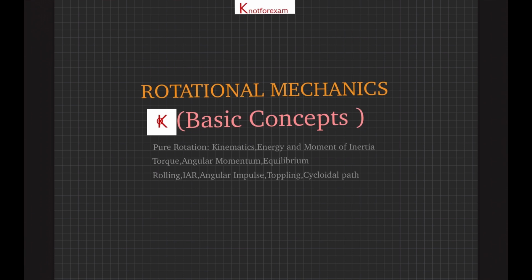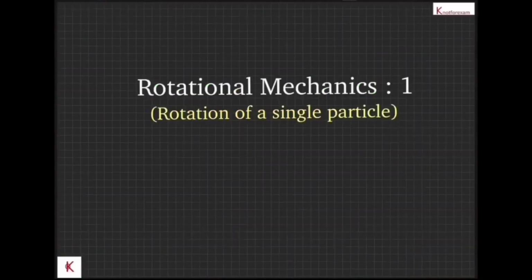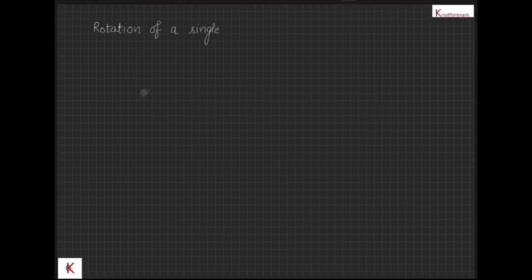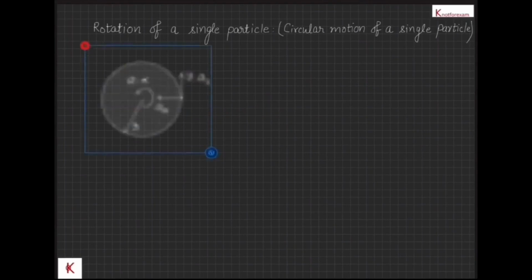of rotational mechanics. Now we are going to discuss rotation motion of a single particle. Rotation of a single particle is simply circular motion of a single particle, and you are also familiar with scalar relations in circular motion. Let a particle be moving in a fixed circular path of radius r, and at some instant its angular velocity is omega, angular acceleration is alpha, and at the same instant its speed is v, tangential acceleration is at, and radial acceleration is ar.